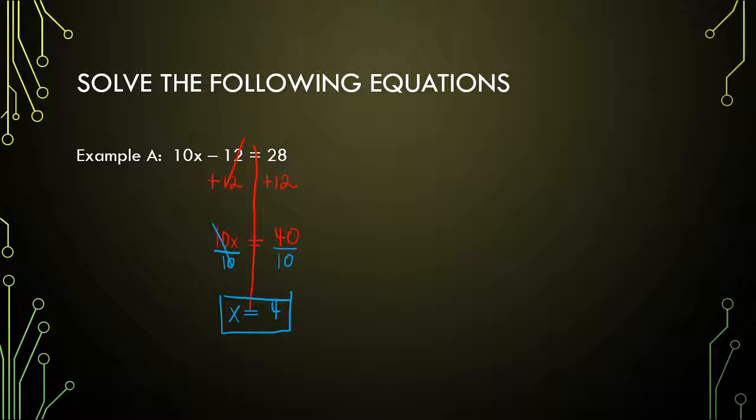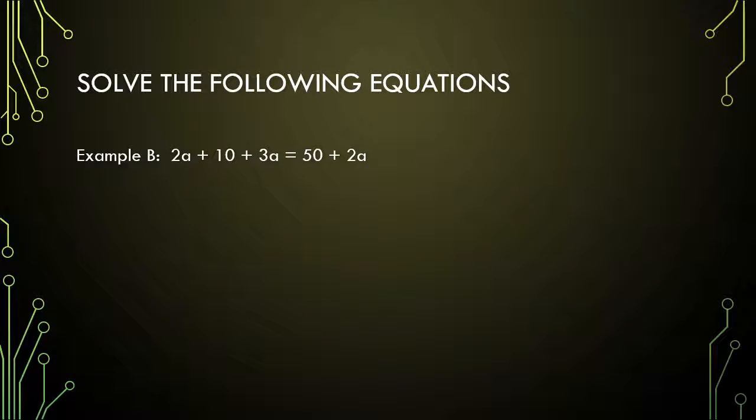And if I would like to check my answer, I would take 4 and plug it back into the original equation. 10 times 4 would give me 40. 40 take away 12 would give me 28. That's the number I was looking for, so we have the right answer.